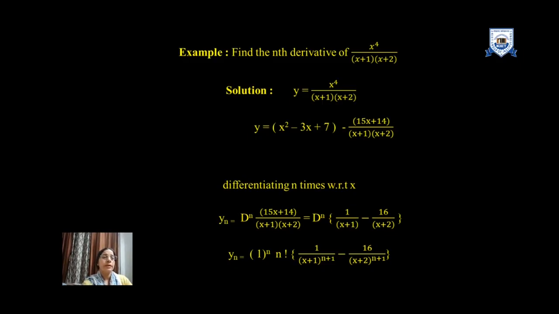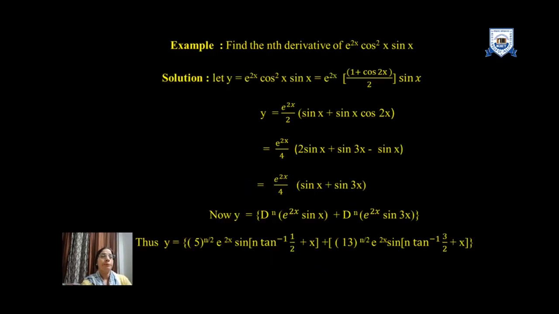First of all, we will divide the numerator by the denominator and make it proper. Now y equals x square minus 3x plus 7 minus (15x plus 14) divided by x plus 1 into x plus 2. In the denominator we have a quadratic polynomial. First of all, we will factorize this into linear factors. It is already in linear factors, x plus 1 into x plus 2. So we use partial fractions, and after partial fractions we can differentiate this n times directly, and we get the nth derivative: minus 1 to the power n factorial into (1 upon x plus 1 to the power n plus 1 minus 16 upon x plus 2 to the power n plus 1).